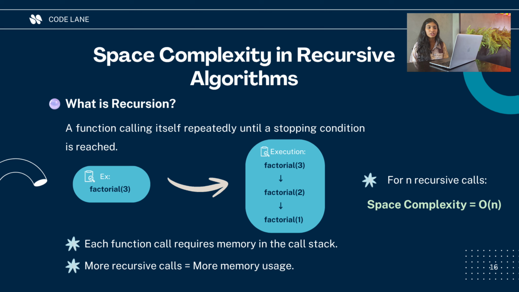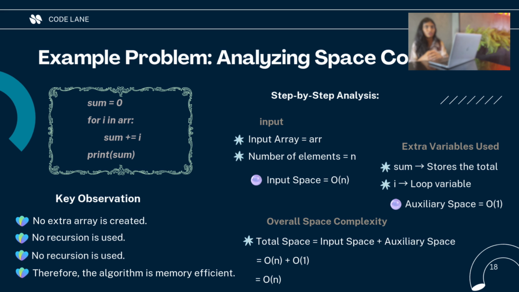The storage area is called the call stack. Every recursive call creates a new stack frame. As the number of recursive calls increases, more stack memory is consumed. If there are n recursive calls, then n stack frames may exist in memory. Therefore, recursive algorithms often have O(n) space complexity. This is one reason why recursion can use more memory than iterative approaches.